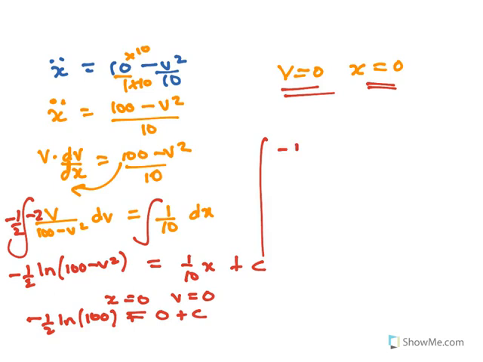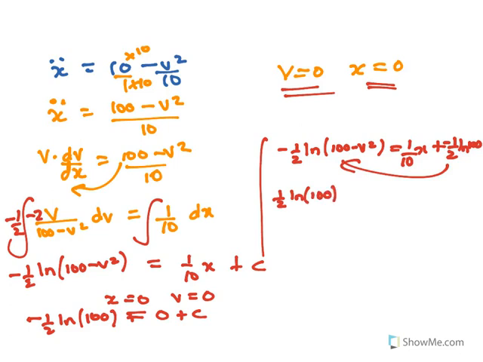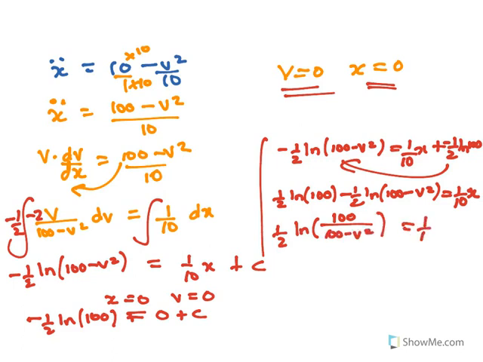So that means minus a half ln 100 minus V squared equals 1 on 10x plus C, which is minus a half ln 100. Alright, so let's group the logs together. So you've got a half ln 100 minus a half ln 100 minus V squared equals 1 on 10x, because we're going to get V by itself. Alright, and so looking at this now, take the half out, so that's ln 100 over 100 minus V squared equals 1 on 10x.